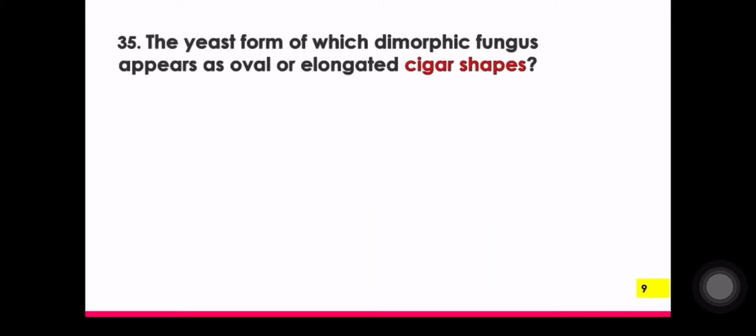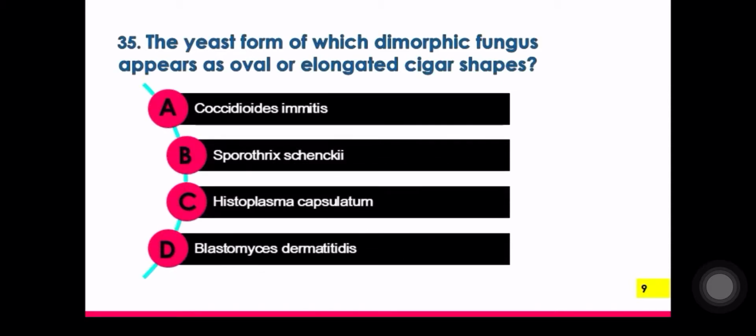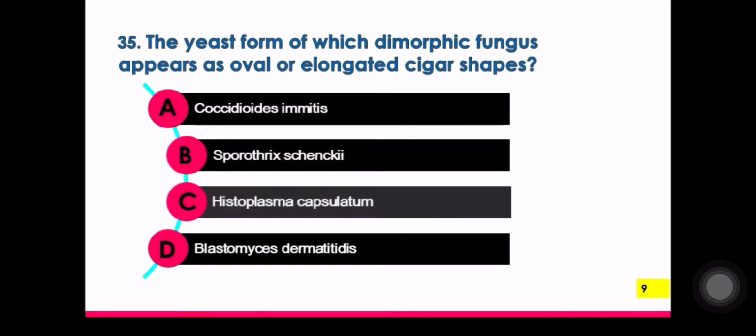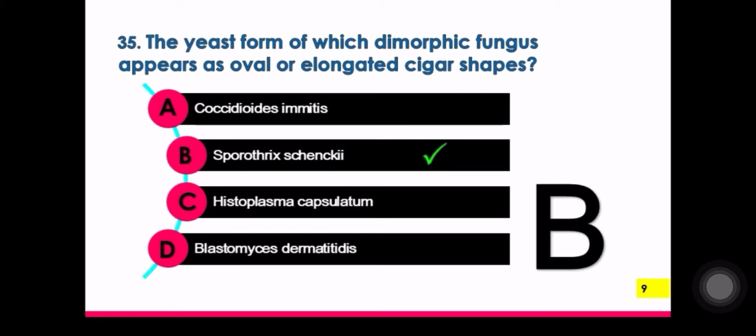Next, 35. The yeast form of which dimorphic fungus appears as oval or elongated cigar shapes? Is it A. Coccidioides immitis, B. Sporothrix schenckii, C. Histoplasma capsulatum, or D. Blastomyces dermatitidis? Okay, so highlight the cigar shapes, we have letter B, Sporothrix schenckii.